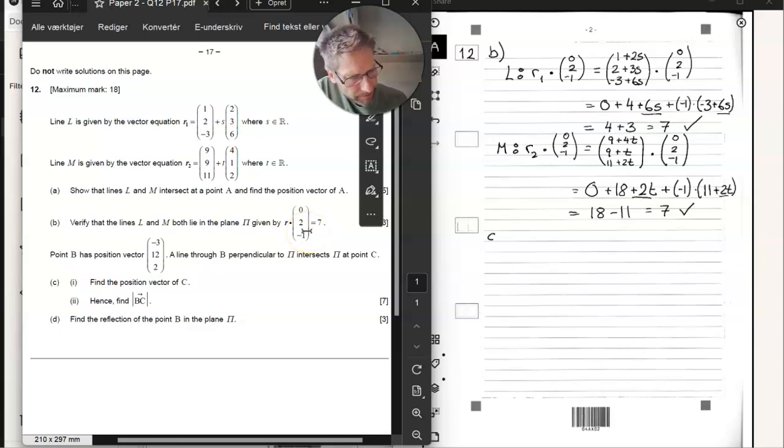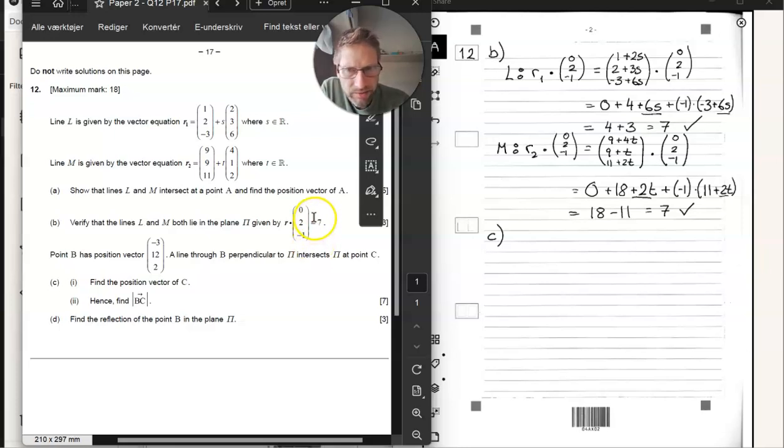Question C says that now we get point B that has a position vector, and a line through B is perpendicular to the plane pi, intersects the plane pi at a point C, and we have to find the position vector of C. So we have a line that goes through this point. So this is a position vector of a point, and the line is perpendicular to the plane. So here we have to realize that if you're perpendicular to the plane, then you have a direction that is given by a normal vector to the plane.